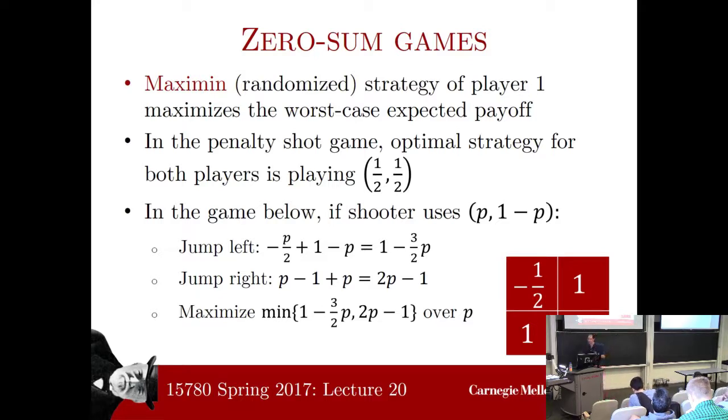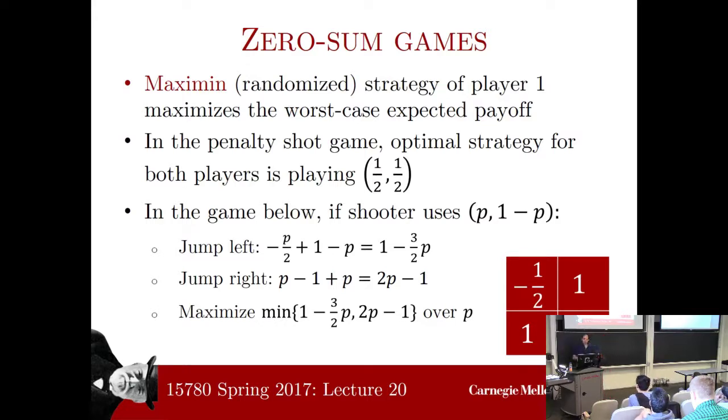So let's look at a slightly different game that won't be symmetric, which will make things slightly more interesting. I'm just going to replace this payoff with -1/2 instead of -1 like before. And let's compute the maximin strategy for player 1 in this game. So we're just saying, well, player 1 is going to play up with probability P and down with probability 1 minus P.